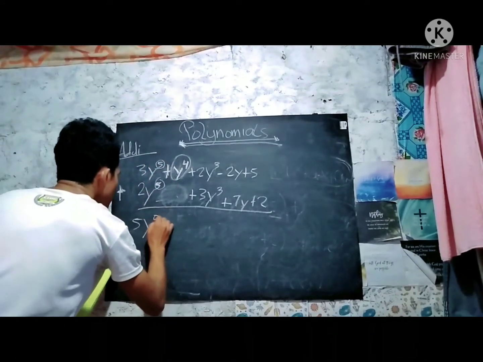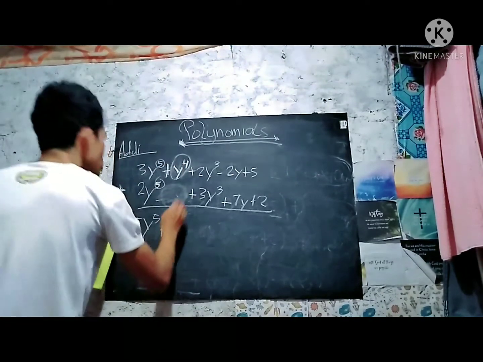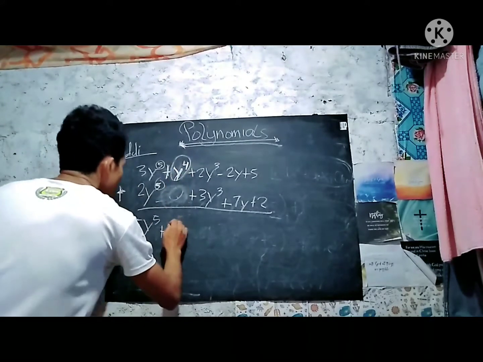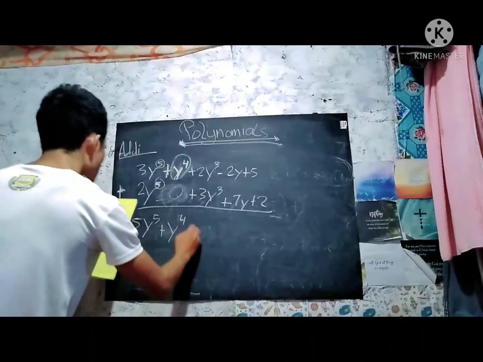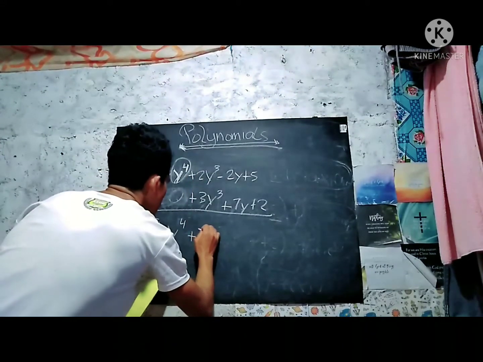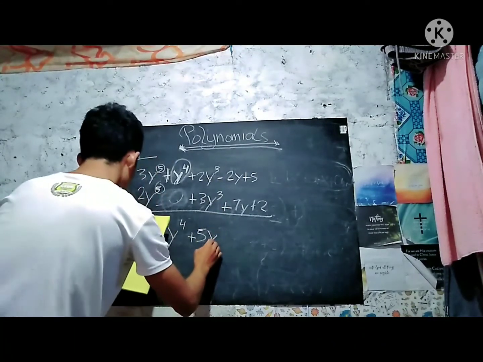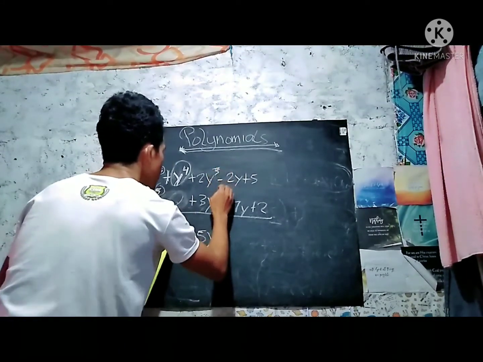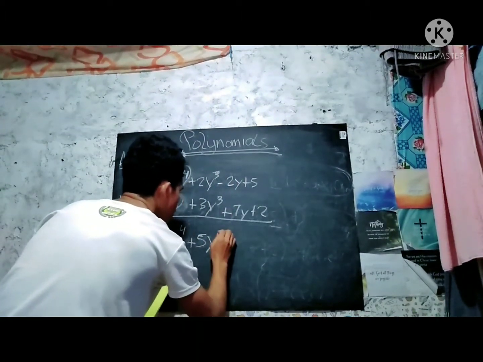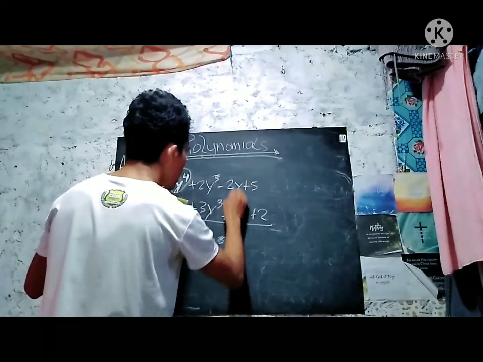Okay, so 5y raised to the power of 5 plus, because we don't have a value over here, we just copy this one, y raised to the power of 4. Then 2 plus 3 is equal to 5y. Copy the y over here, y raised to the power of 3, because the 3 over here and the 3 over here are the same, we just copy that one, 5y^3 plus, we're going to add this one.